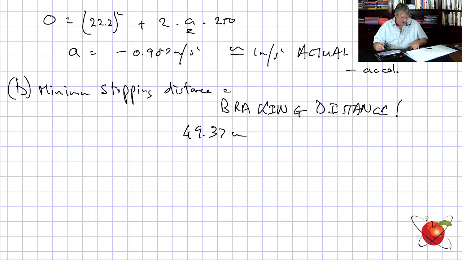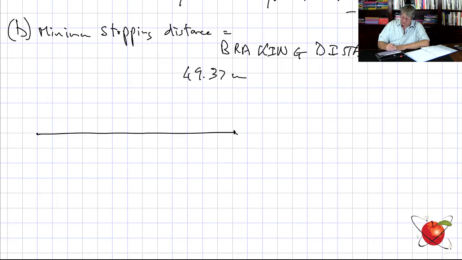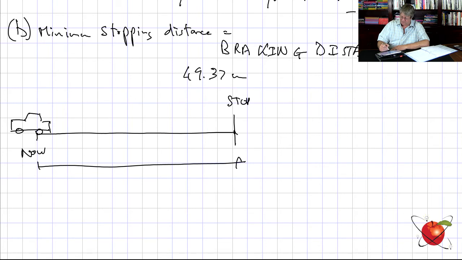Then we say, how long can the driver travel at 80 before he must apply the brakes to stop? This is two parts to the question. This is where we are now, traveling along in our little car, and we see a stop street over here. We know that delta x is equal to 250 meters.